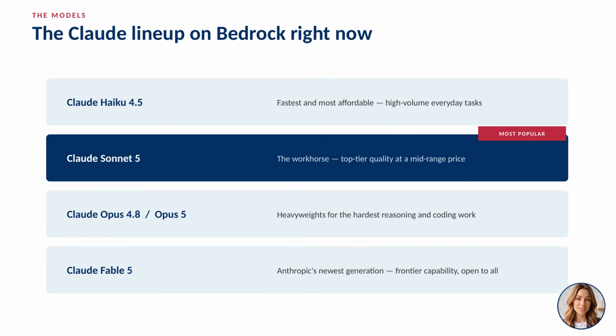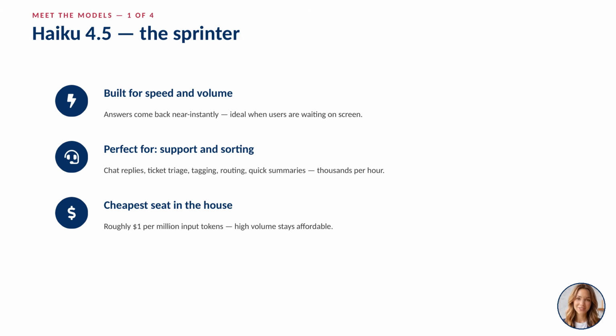Let me give you 30 seconds on each, because the differences really matter for your wallet. First, Haiku 4.5, the sprinter. It's built for speed and volume. Answers come back almost instantly, which matters when a customer is literally watching a chat window. It's perfect for support replies, sorting and tagging tickets, routing requests to the right team, and quick summaries, the kind of work you do thousands of times an hour. And it's the cheapest seat in the house at roughly $1 per million input tokens. If the task is small and there are a lot of them, Haiku.